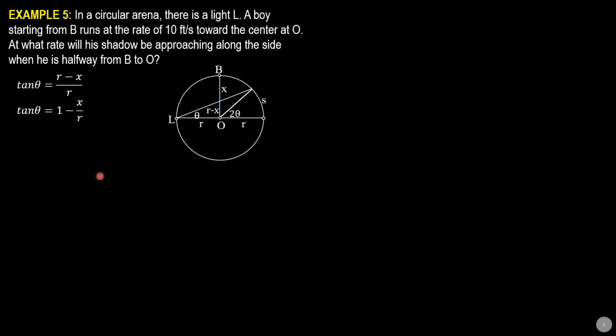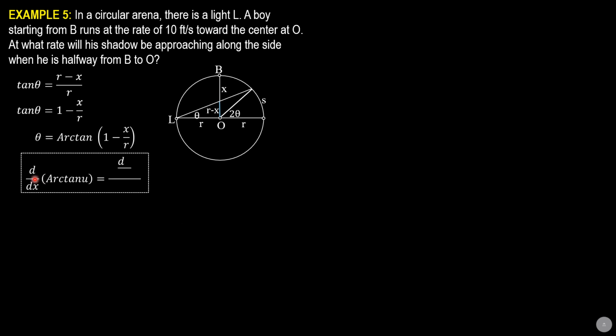And our guide in differentiating the inverse tangent function, because this is theta equals arctan of quantity 1 minus x over r. So remember that the derivative with respect to x of arctan of u is the derivative of u with respect to x divided by 1 plus u squared. So that's the guide. You should remember that, because we're going to evaluate the derivative of this angle theta with respect to time.